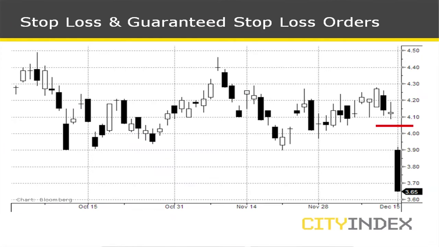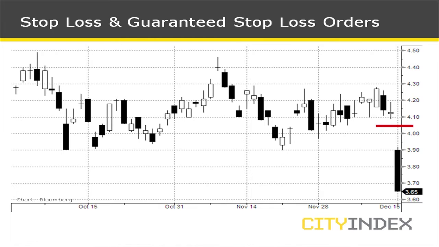Now, returning to our example here, we're long at $4.27. We had our stop, a regular stop loss in place at $4.05. Unfortunately, a regular stop is simply a trigger to execute the order. So if you have a long position and you've got a stop loss in place, obviously that stop loss is an order to sell.